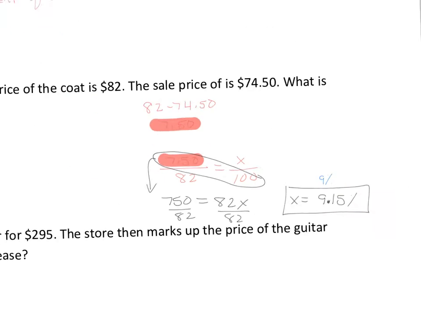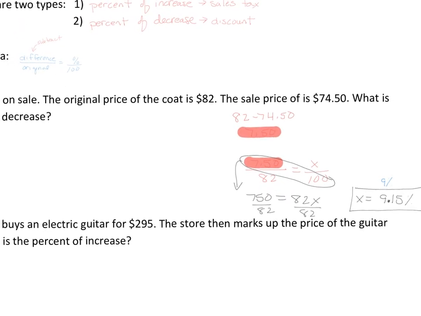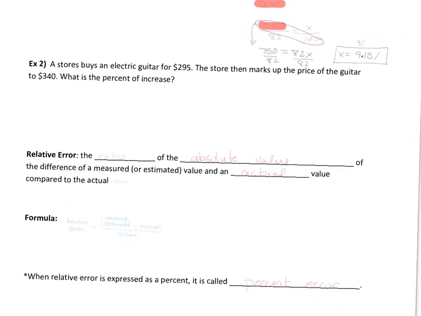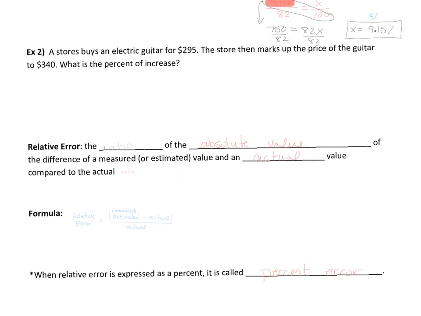And then also keep in mind that we are going to sometimes be asked to say whether it's increasing or decreasing. All right, so let's look at another example. A store buys an electric guitar for $295.